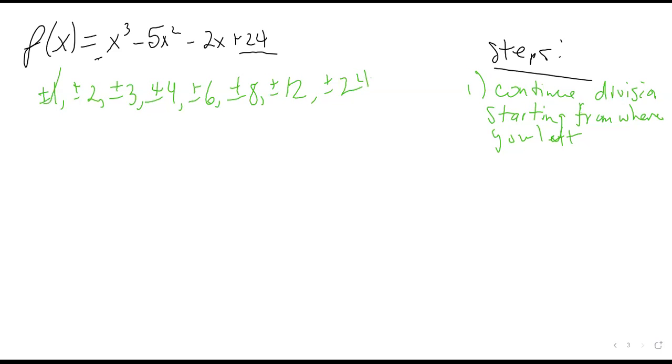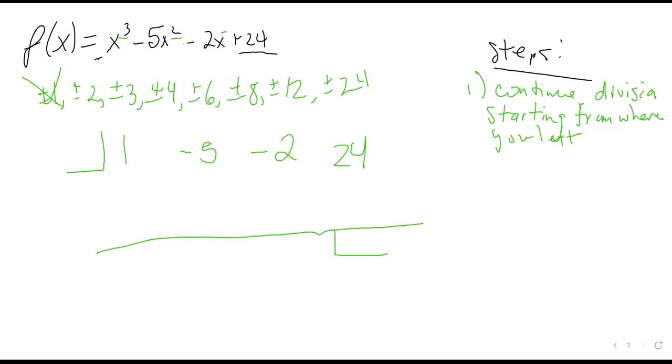So I already did all the ones, meaning I'm now going to start with my 2's. So again, I set up my synthetic division. I'm starting 1, I have x cubed, x squared, x to the 1. So all my exponents are chronological. So I do 1, -5, -2, 24. And again, we're looking for that 0 in that box down there.